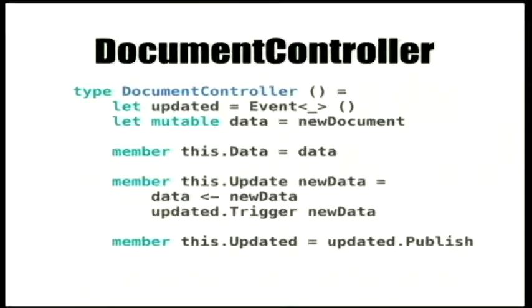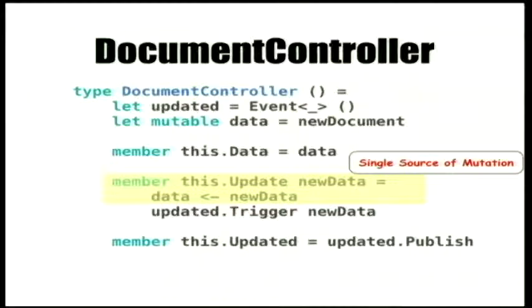This might seem a little simple, but we have a private field. We expose it publicly as that capitalized Data. And we have our update function. That update function sets that field. That left arrow is an equal sign in C#. And then it calls our updated event. Super simple. Again, a single source of mutation.